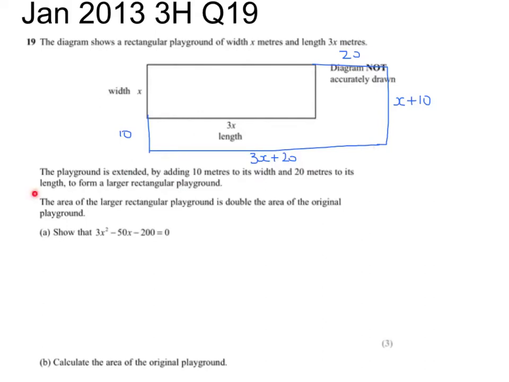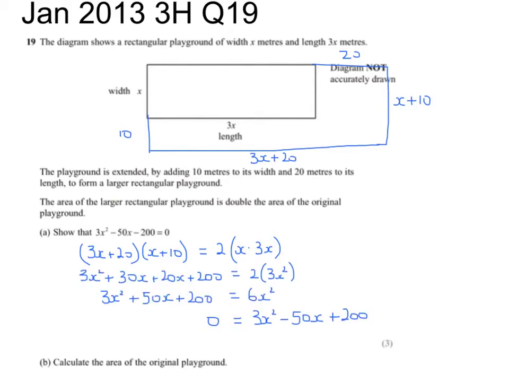If I then read the next bit, it says the area of the larger rectangular playground is double the area of the original playground. So I have to consider what that means. Well, the area of the larger playground is length times width, so 3x plus 20 times x plus 10. The area of the smaller playground is 3x times x, and this one is twice this one. So now I just need to do some algebra and expand and rearrange.